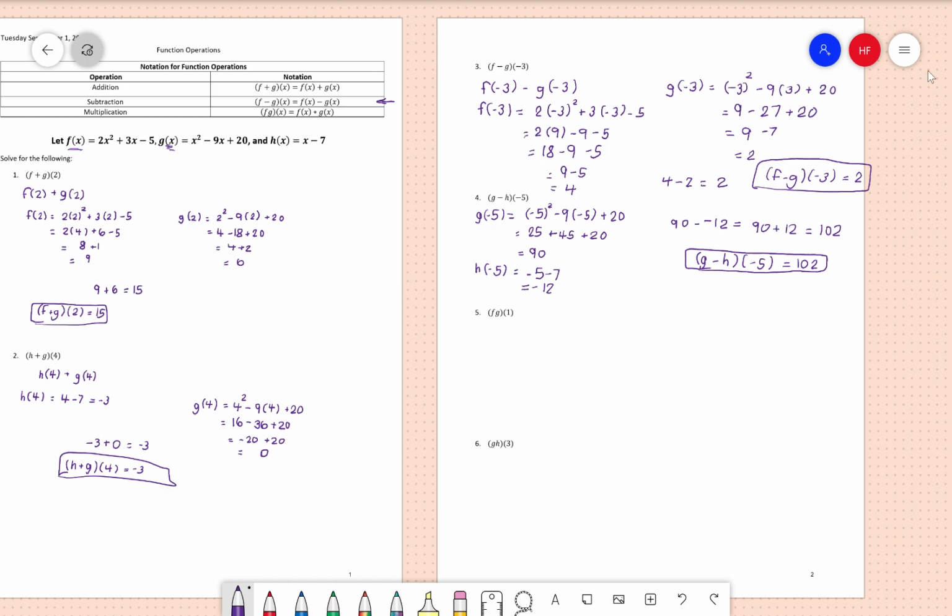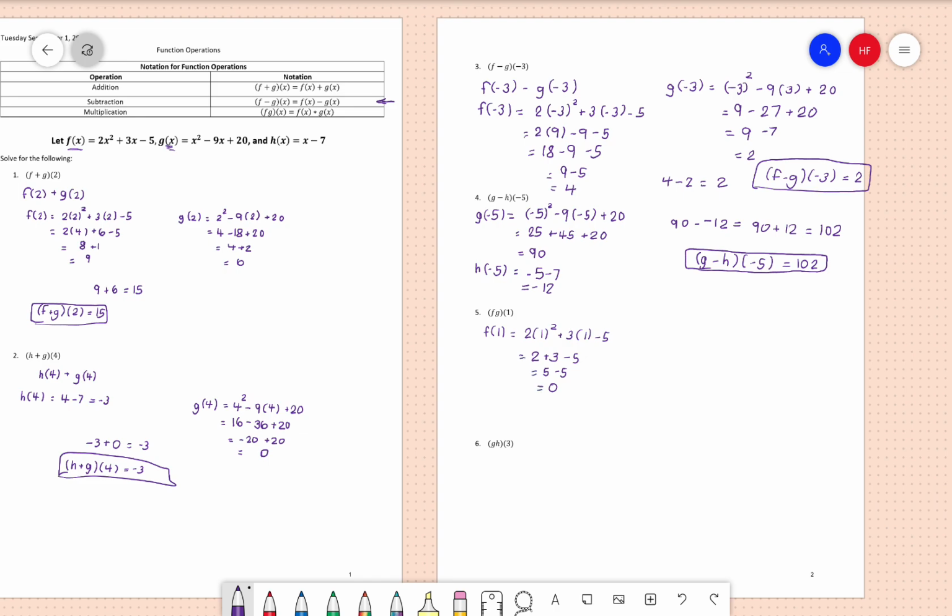Now we're moving on to multiplication. So we're going to take the function f. The function f is 2x squared plus 3x minus 5, and we're going to plug in a 1. So f of 1 is 2 times 1 squared plus 3 times 1 minus 5. 1 squared is 1, so 2 times 1 is 2, 3 times 1 is 3, and then minus 5. 2 plus 3 is 5, 5 minus 5 is 0.